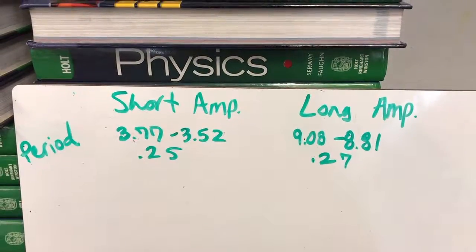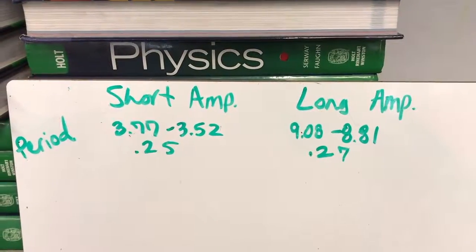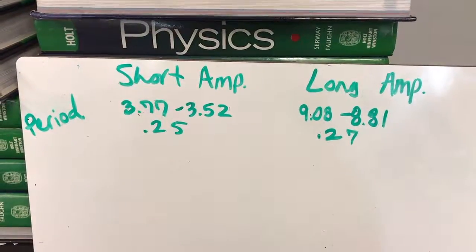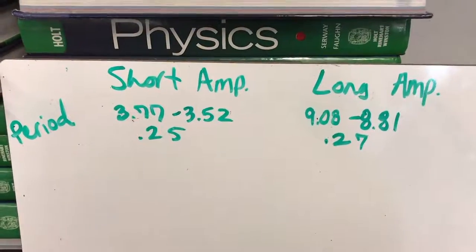Amplitude doesn't affect period. We pulled the mass down a short distance and a long distance and found that the period wasn't that different between them.